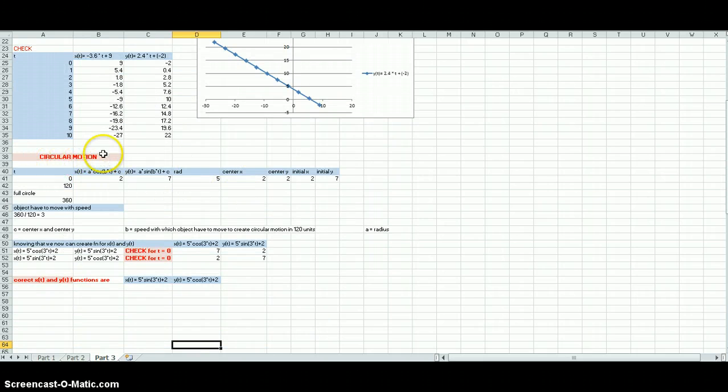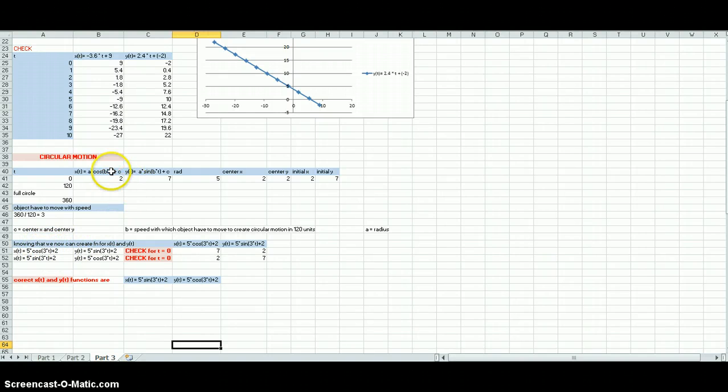And the second part was about circular motion. Also we have the time, 120 units. We know where it starts at 0, what the radius is, the center point, and the initial, so starting point. And also the question was, what is the function for that?